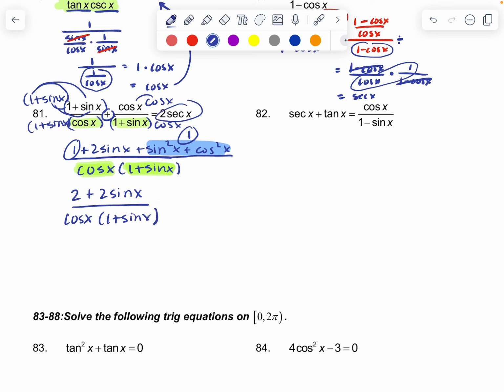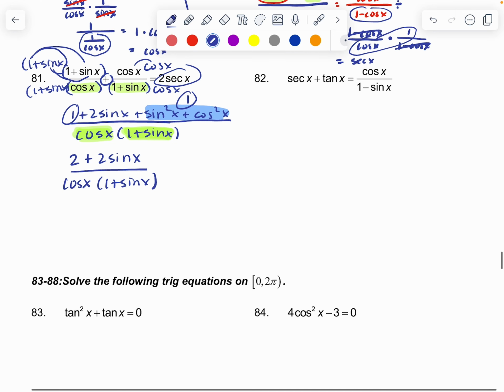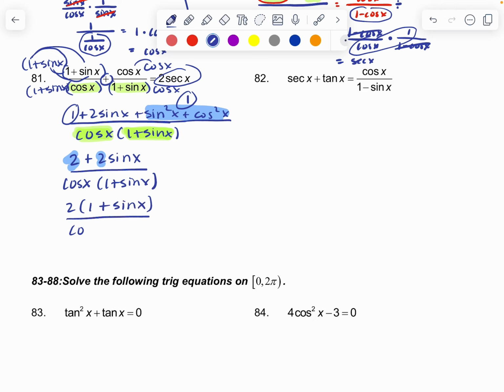And then let's kind of take a peek. I want it to equal 2 sine x, which it does not, okay? But let's see if we can fix this up. What I see on the top here is that they both have 2's. So let's factor out the 2 using a GCF, and you're going to be left with 1 plus sine x all over cosine of x times 1 plus sine x. And now these guys are going to cancel out, leaving me with 2 over cosine of x.